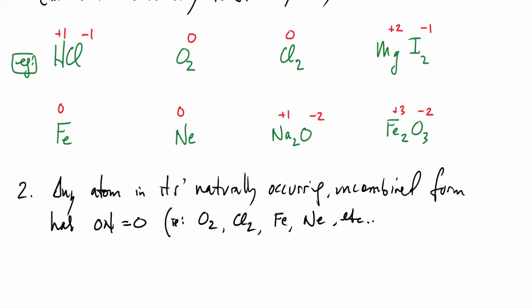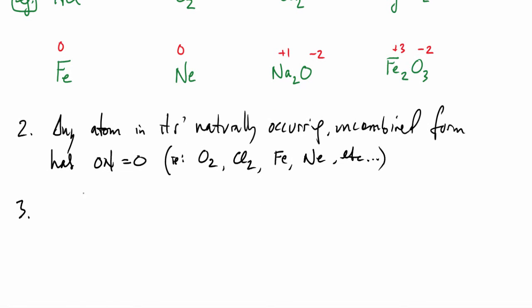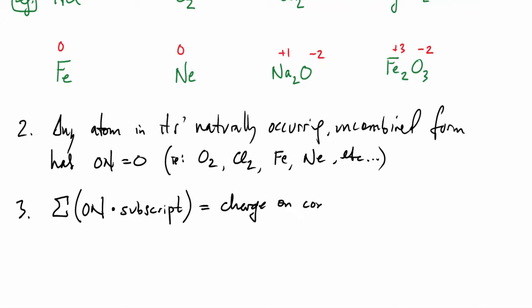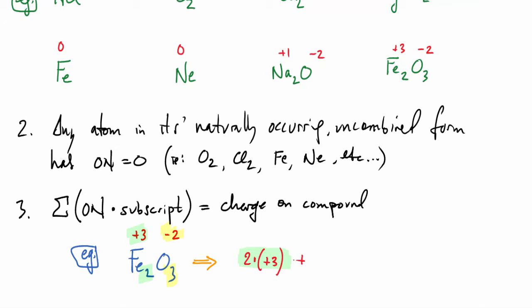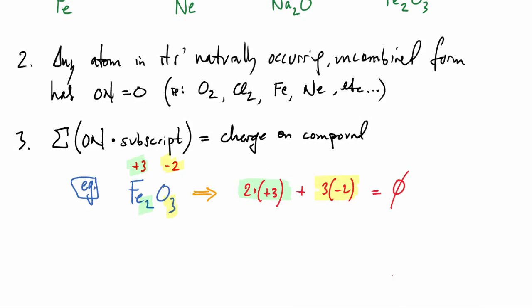So there's a third rule with oxidation numbers, and we get this from the ionic compounds again: the sum of the oxidation numbers multiplied by the subscripts should be equal to the charge on the compound. So for instance, the iron(III) oxide from above, you can see that the 2 plus 3 charges and the 3 minus 2 charges add up to the total charge on the compound, which is 0. So the 2 plus 3s and the 3 minus 2s add up to 0, which is the charge on iron(III) oxide. We can explore this rule a little more by looking at the sulfate ion.